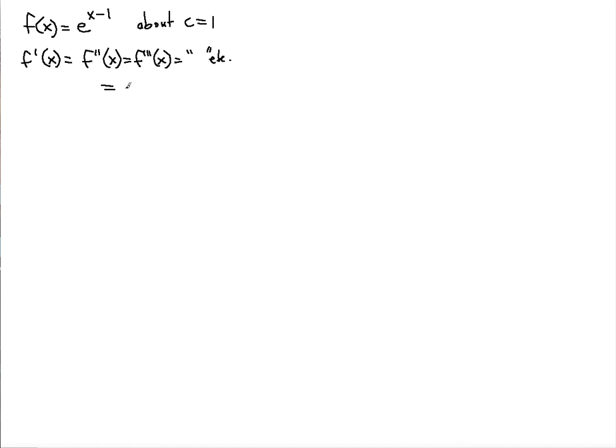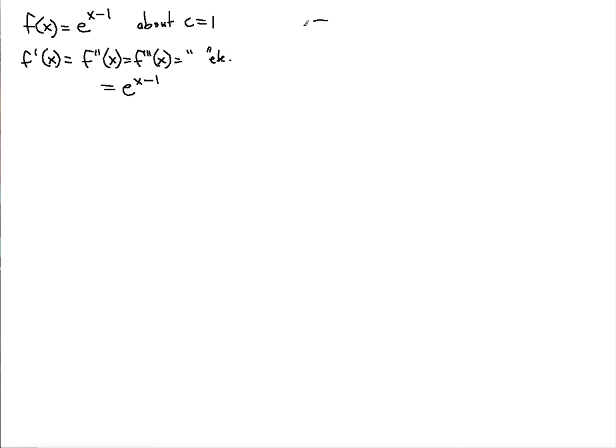We'd like to find the Taylor series for the function e to the x minus 1 about the x value of 1. Okay, we know that any derivative, first, second, third, etc., is equal to the same as the function, right? Because the derivative of x minus 1 is 1. 1 times the original gives you the original, so it's unchanged. So that's good.